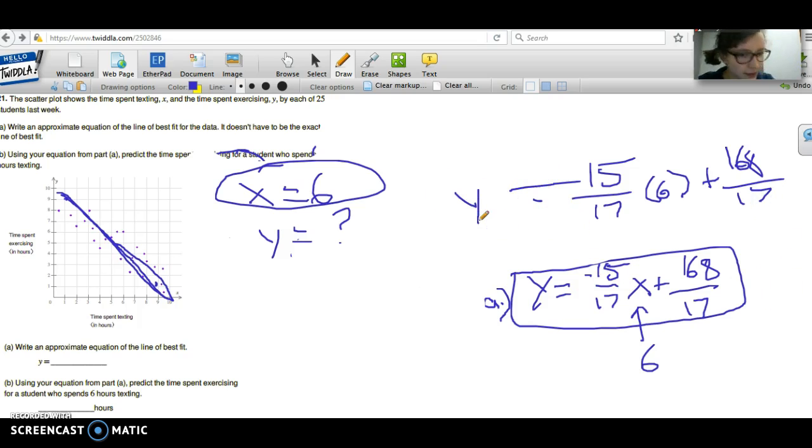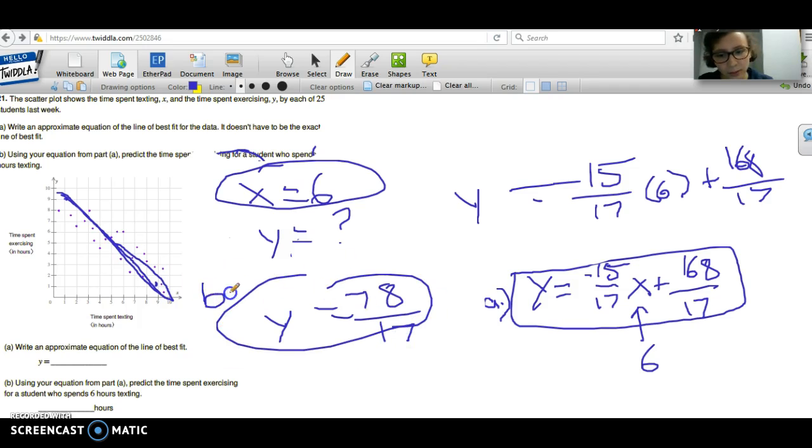So let's see what that's equal to. I calculated it before. You can do it on a calculator or in your head if you're awesome. So y equals 78 over 17, and that would be our answer to part B.